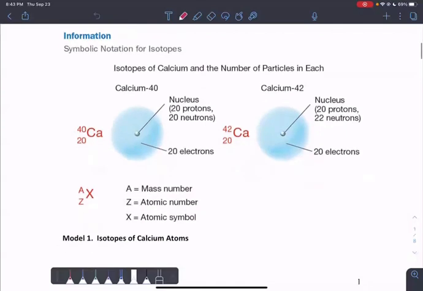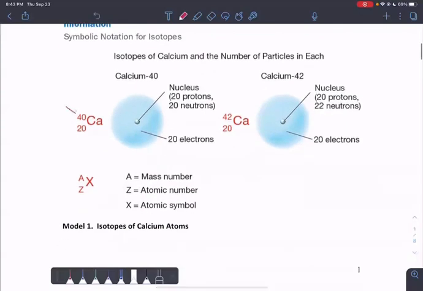This is calcium 40. The 40 here is telling us the mass number. This is mass number, and that is number of neutrons plus number of protons. So it's the two things that take up mass. Therefore, it's a counting number. So that's why we call it mass number. And this number at the bottom is the atomic number. It is the counting number, but it is just number of protons, right?